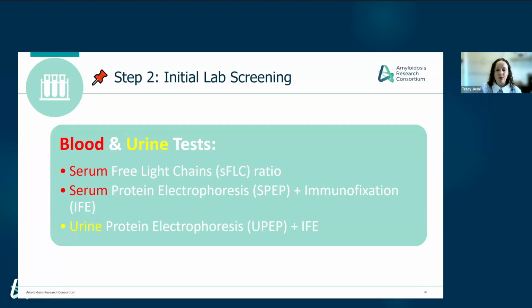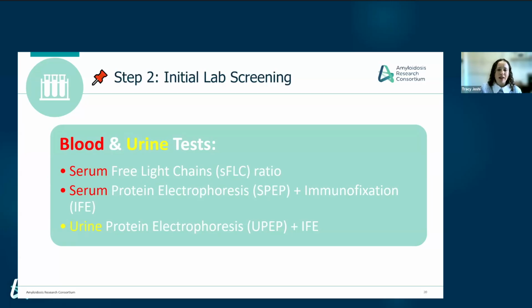Urine protein electrophoresis and immunofixation are similar to the SPEP test, but check the urine instead of the blood. This helps detect any M proteins leaking into the urine, especially when amyloidosis affects the kidneys. By measuring these proteins, we can see if the body is producing too many bad proteins and start connecting the dots towards a diagnosis.